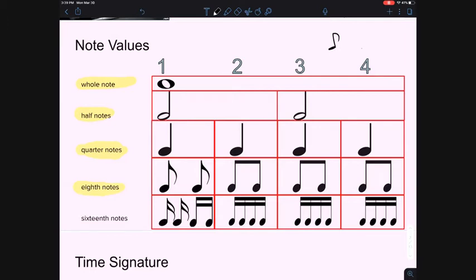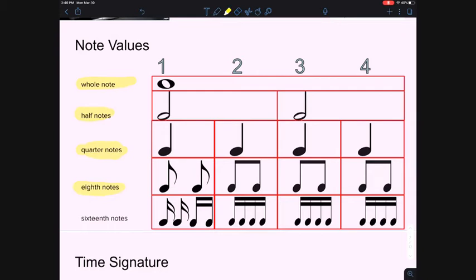If there are multiple side by side, you can connect them, usually only up to 4 being connected. And you say this: when you see eighth notes, they are half of one beat. So half of a quarter note. And you would say it like 1 and 2 and 3 and 4 and.